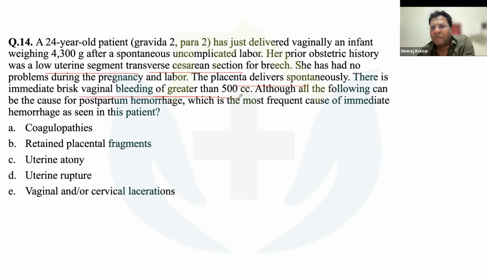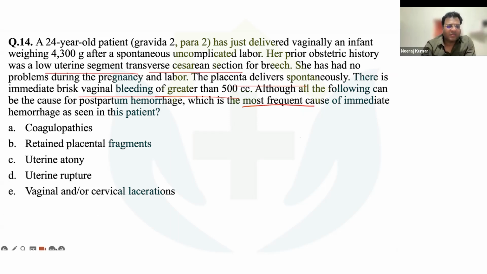Although all of the following can cause PPH, carefully look at which is the most frequent cause of immediate hemorrhage in this patient. Immediate hemorrhage, most common cause. Coagulopathy cannot be an immediate hemorrhage. Retained placental fragments, again, not. PPH cause, yes. Now you all are marking it right. So this is your uterine atony.